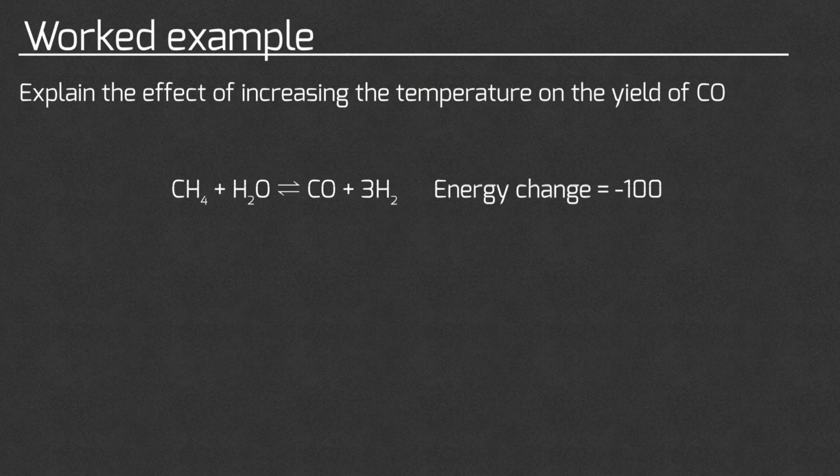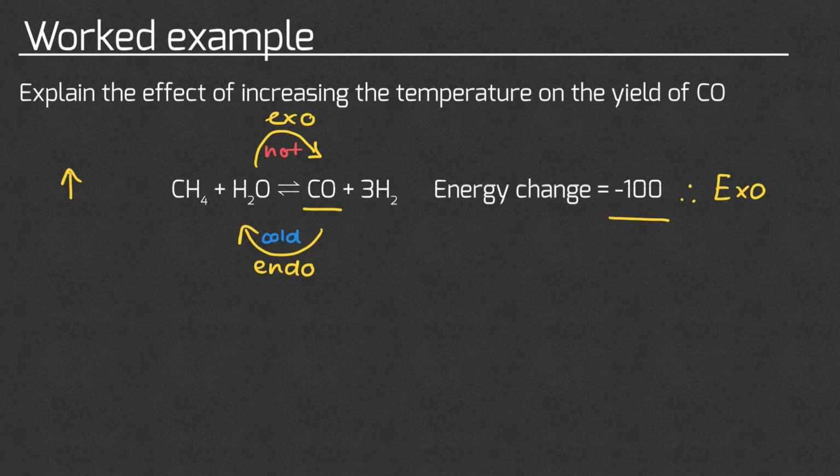For this worked example, we're going to explain the effect of increasing the temperature on the yield of carbon monoxide. So the first thing that we're going to do is label or annotate our equation. So we're looking at the yield of the carbon monoxide and we are increasing the temperature. The energy change is negative, therefore it's going to be an exothermic process in the forwards direction. So we can add that onto our equation, and it might be worth reminding ourselves that exothermic reactions get hot. If the forwards reaction is exothermic, this means that the reverse reaction is going to be endothermic, which we know gets cold.